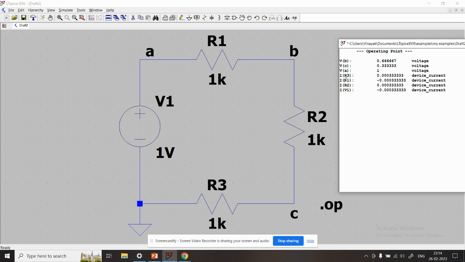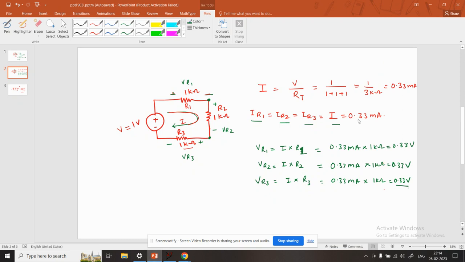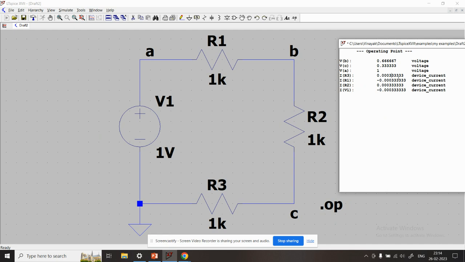Now you see IR3, IR1 and IR2, they are the device currents, or the current through the resistors, which was calculated as 0.33 milliampere. You see here 0.33 milliamperes, and they are what we have calculated. Now the current delivered by the voltage source is again the same, 0.33 milliampere.